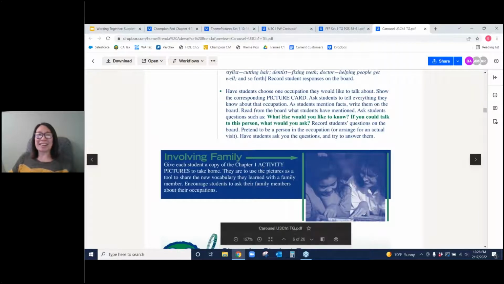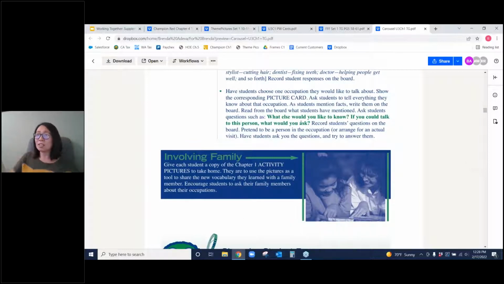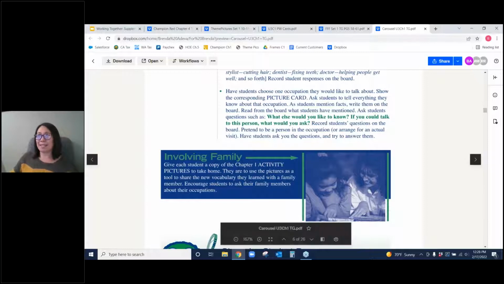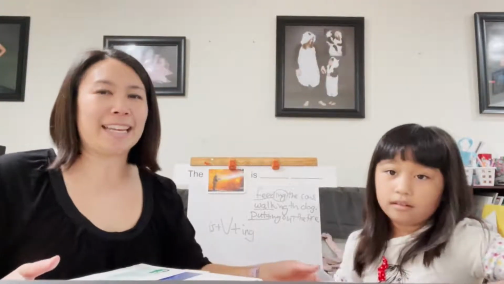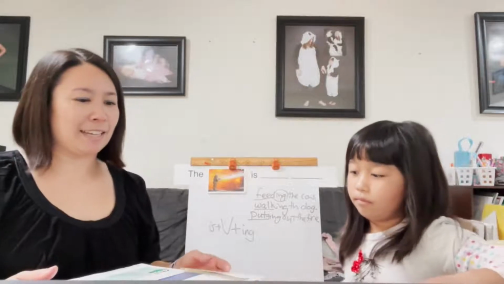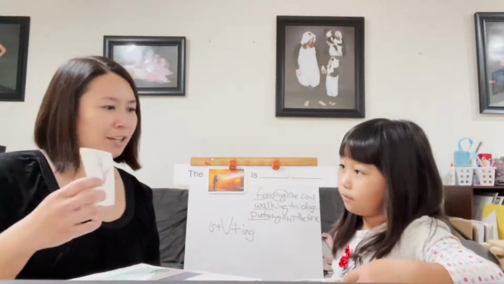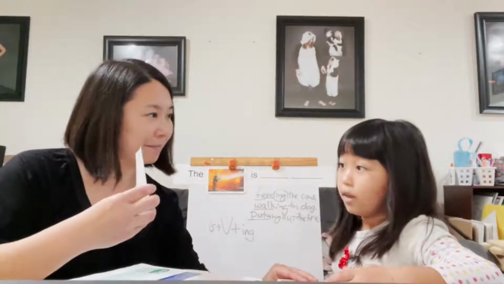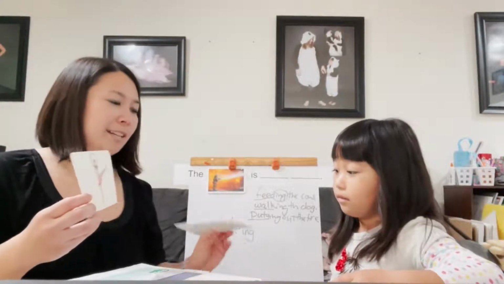Here you'll see the occupation. They're going to talk about, what else would you like to know? So if you could talk to that person, what would you ask about? So let's look at what that might look like. All right, and to end the apply and extend lesson, we are going to talk about one picture card. We can talk about the ballerina or the dancer and the cowgirl or cowboy.